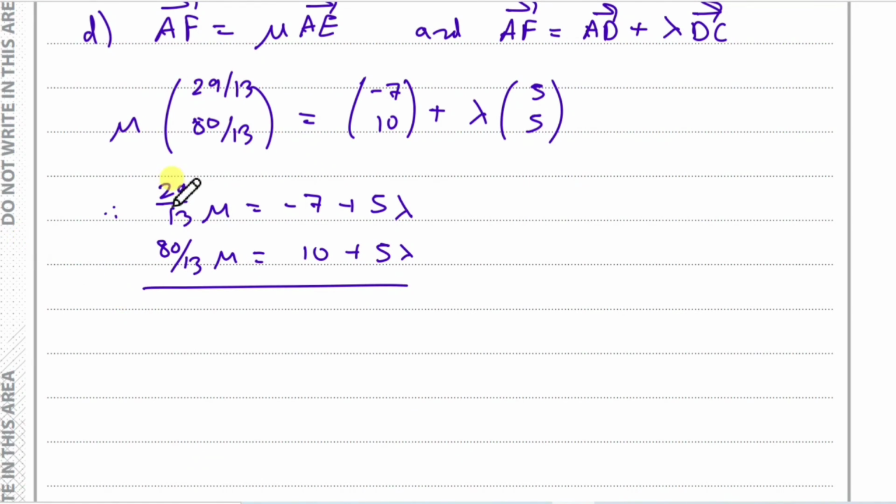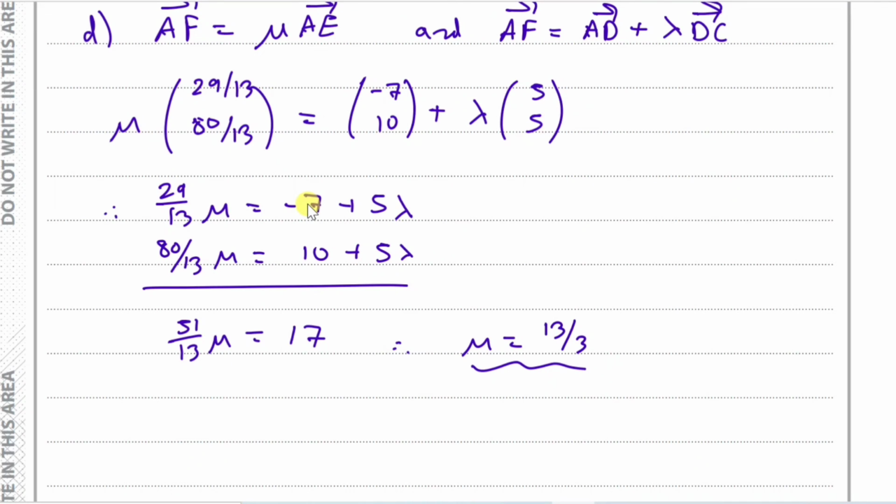Okay, so I'm going to do bottom take away top. So if we start on the right hand side, 5 lambda take away 5 lambda is nothing. 10 take away minus 7 is actually plus 17. And then 80/13 take away 29/13, I'm just writing on my calculator, should give us 51/13. And this is equal to mu. And then therefore, making mu the subject, we're just going to do 17 divided by 51/13, and mu should be 13/3. That's basically what the value of mu is.